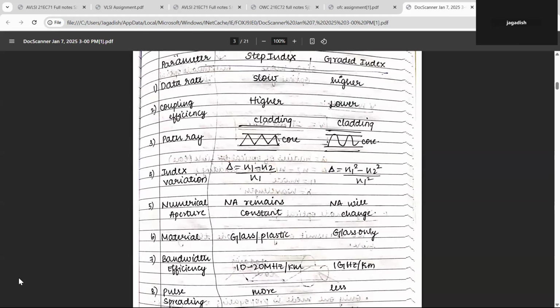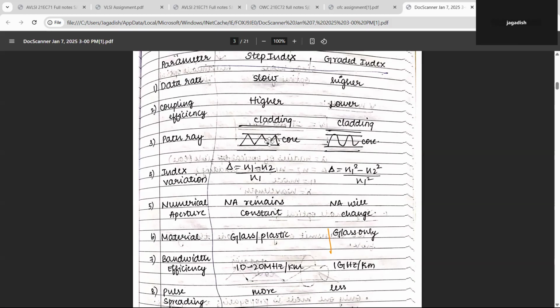So numerical aperture, NA. Numerical aperture remains constant in the case of a step index fiber, whereas in the graded index fiber, the numerical aperture will change. So what is the material used in the step index fiber? It will be glass or plastic. In the graded index fiber, we will be using only glass. We will not use plastic in the graded index fiber. Graded index fiber efficiency is more. Bandwidth is 10 to 20 megahertz.